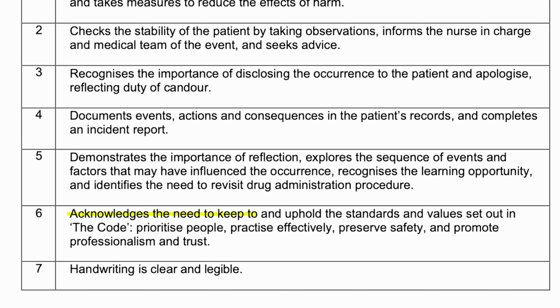And then the last point is acknowledge the need to keep to and uphold the standards and values set out in the Code: prioritize people, practice effectively, preserve safety and promote professionalism and trust. I believe by now we all understand this point, and so I'm not going to talk much about it. Basically, as nurses, we need to uphold the Code, and that's all it says we should do. It says handwriting should be clear and legible, which means that your handwriting should be very obvious. This comes to the end of our marking criteria that talks about drug error.